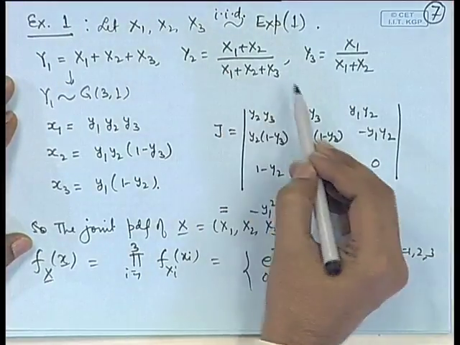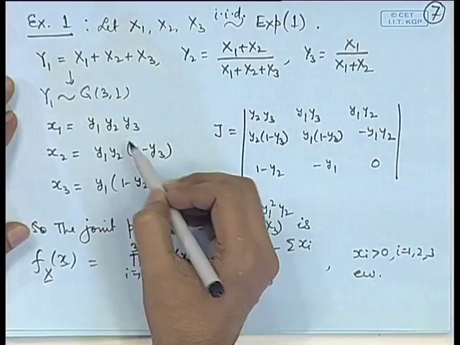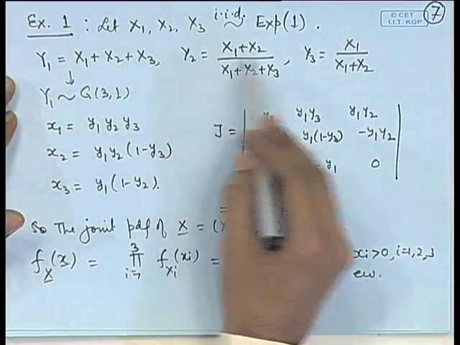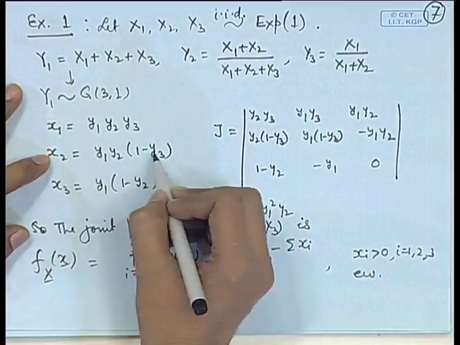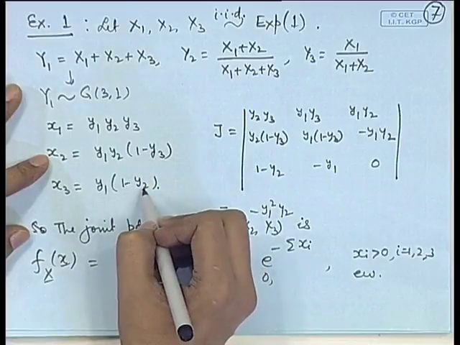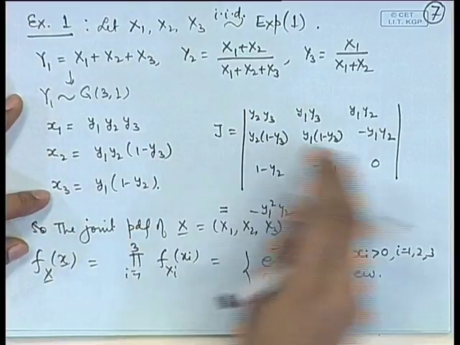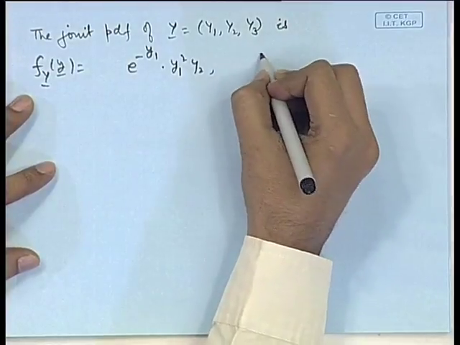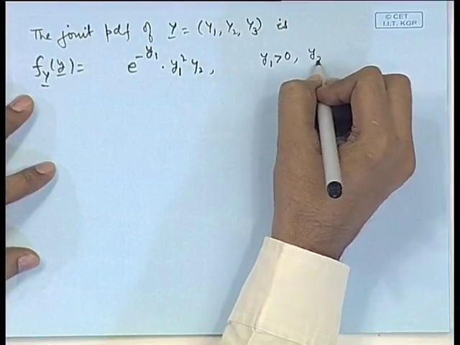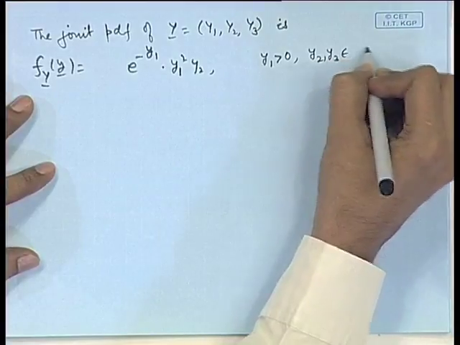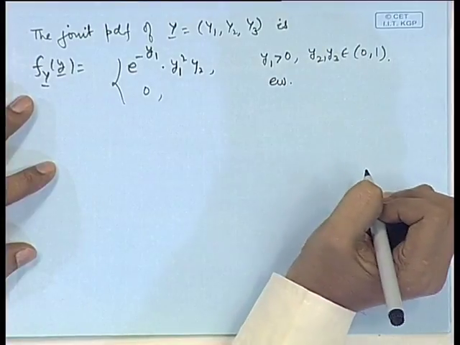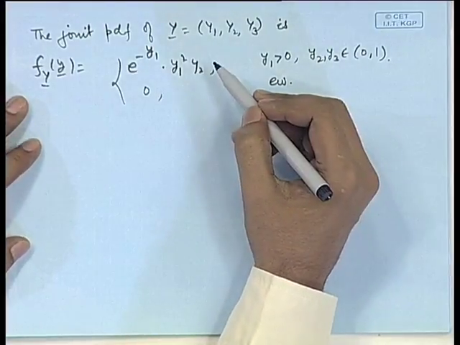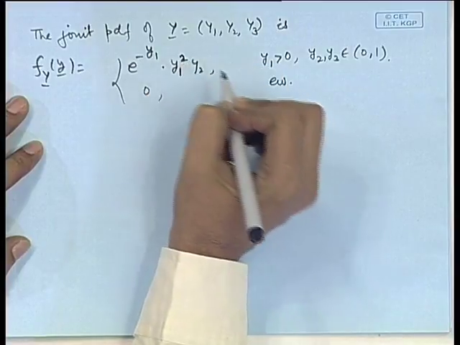The range of the variables we can observe here, that each of the x i's is a positive random variable. So, each of y i's is also a positive random variable. Further, if x 2 is positive, then y 3 will be less than 1, and similarly y 2 will also be less than 1. So, the ranges are y 1 greater than 0, y 2 and y 3 belong to the interval 0 to 1. So, we have been able to determine the joint distribution of y 1, y 2, y 3.